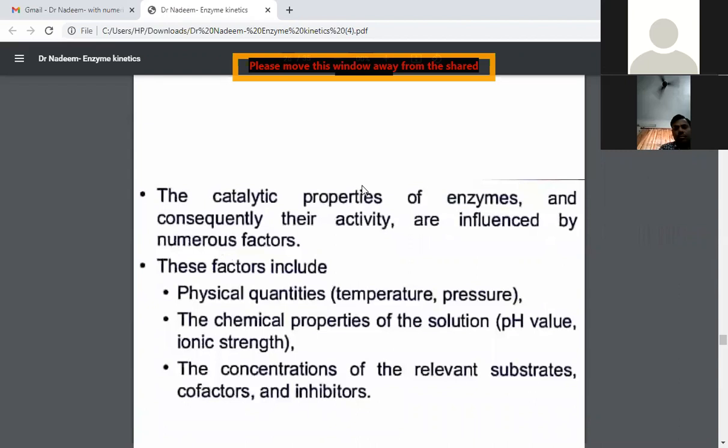What are the factors which affect an enzyme catalyzed reaction? What are the factors affecting the properties of the enzyme? If properties of enzymes are affected, then velocity of the enzyme catalyzed reaction is affected. These factors are physical factors like temperature, pressure, chemical factors, pH, and ionic strength. Apart from these two, physical and chemical, concentration of relevant substrate, cofactors, inhibitors are also important. They are also affecting the catalytic properties of the enzyme. In the next unit, we will learn about most of these factors.